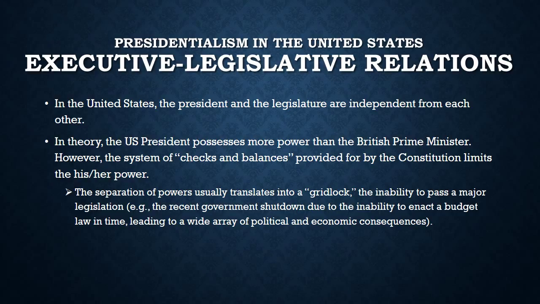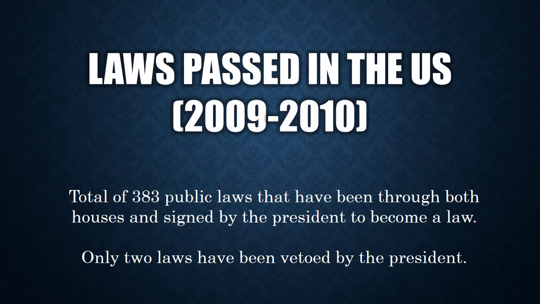For example, the recent government shutdown was due to the inability to enact a US budget in time, leading to a wide array of political and economic consequences. We will also be using the laws passed in the 111th Congress from 2009 to 2010 to further examine the effects on economic and human capital development dated 2011 onwards. There are a total of 383 public laws that have been through both the lower and upper house and have been signed by the president to become a law. Only 2 laws have been vetoed by the current president.